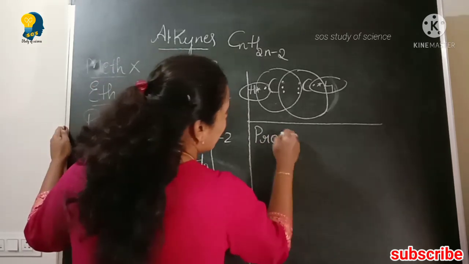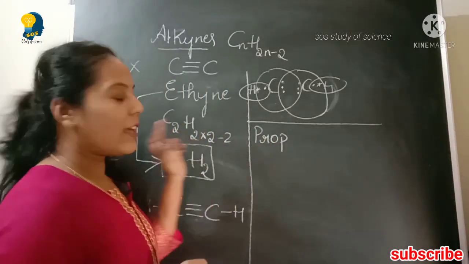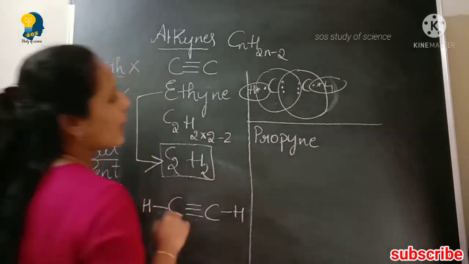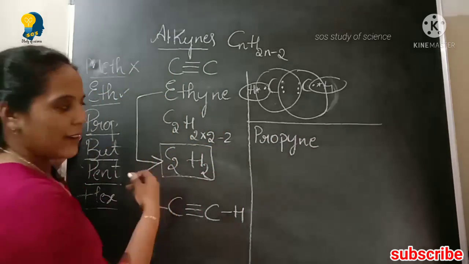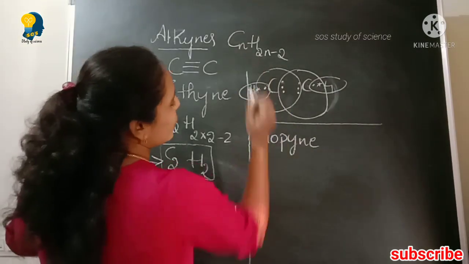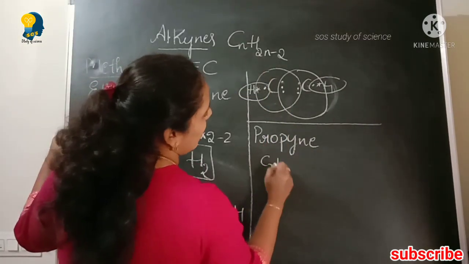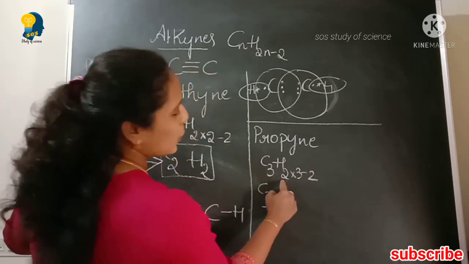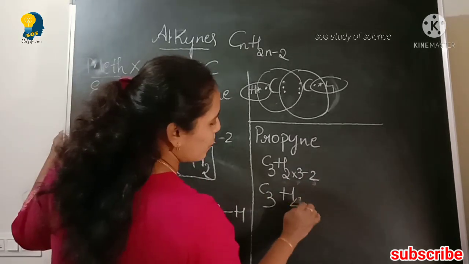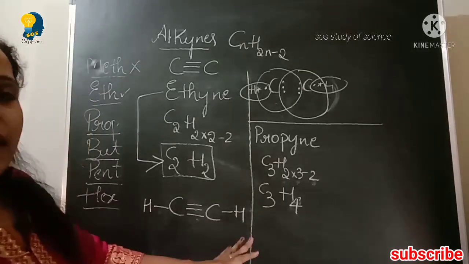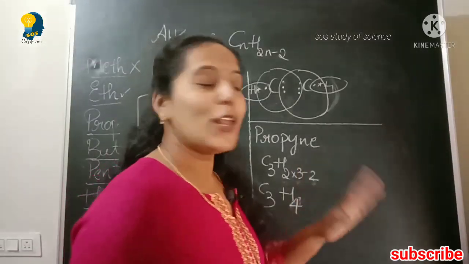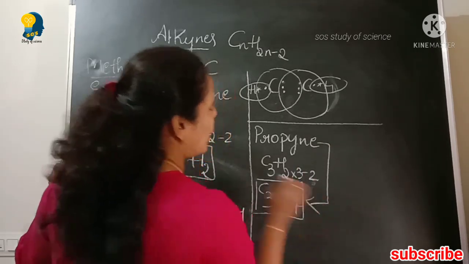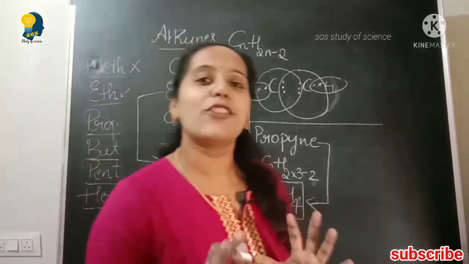it is the second member under alkyne. The second member under alkyne is prop plus yne, which is propyne. Prop is the third member under word root, so n equals 3. C3H 2 into 3 minus 2. C3, 2 threes are 6, minus 2 is 4. So C3H4 is the molecular formula for propyne.